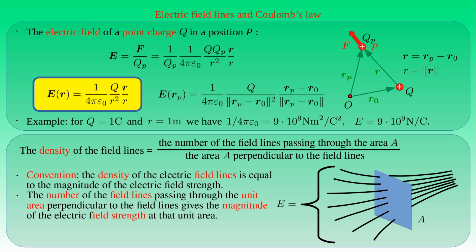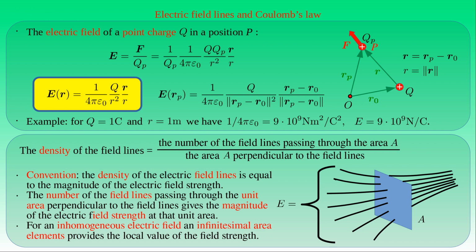This relationship between the density of the field lines and the electric field strength is obviously a local definition. For inhomogeneous electric fields, the infinitesimal unit area element provides the local value of the field strength. If the spatial distribution of the electric field exhibits some symmetry, then we can also use a surface over which the magnitude of the field strength is constant.